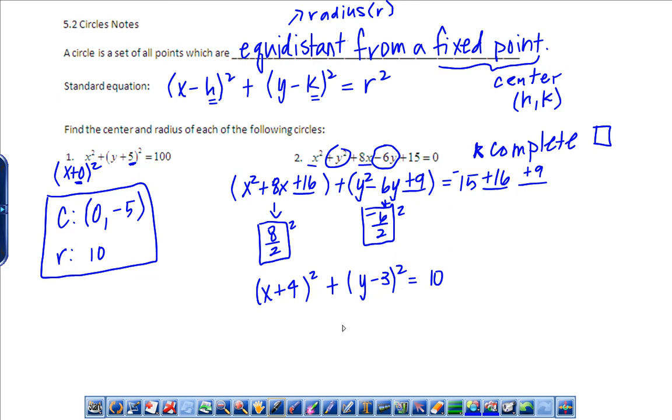So now from here, I'm going to take my center. Remember, take the opposite. So this would be negative 4, comma 3. And my radius, I just need a radius by itself, so this is the square root of 10.